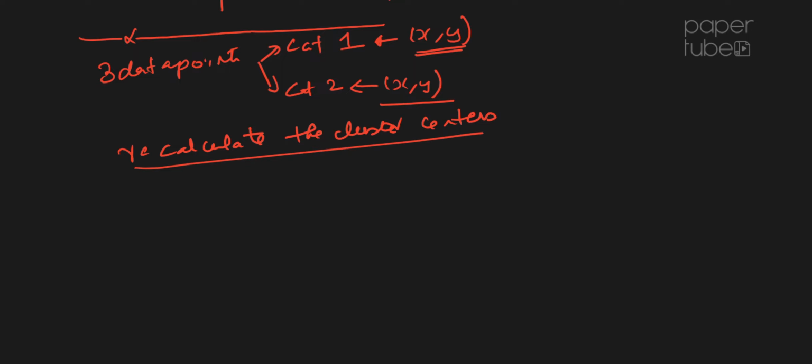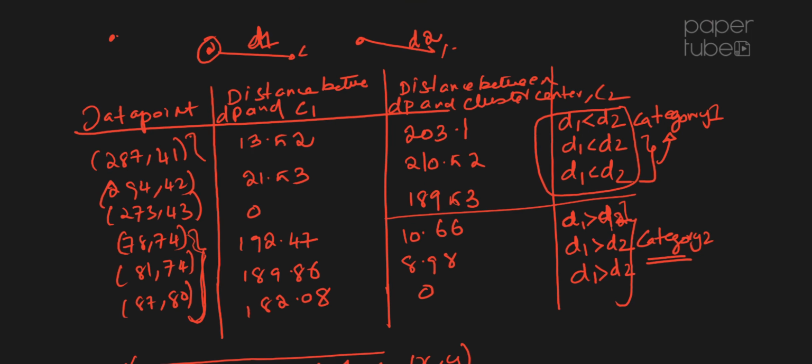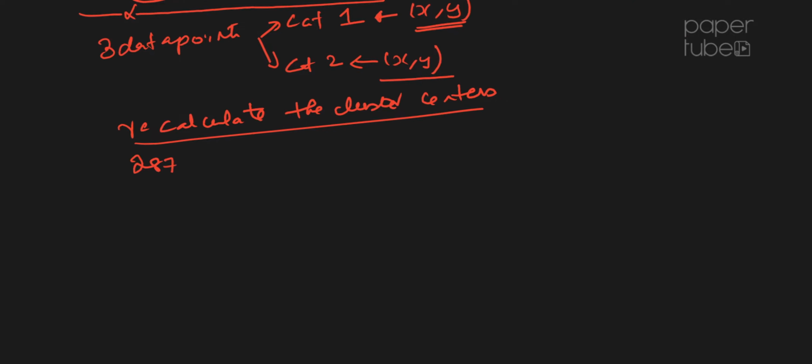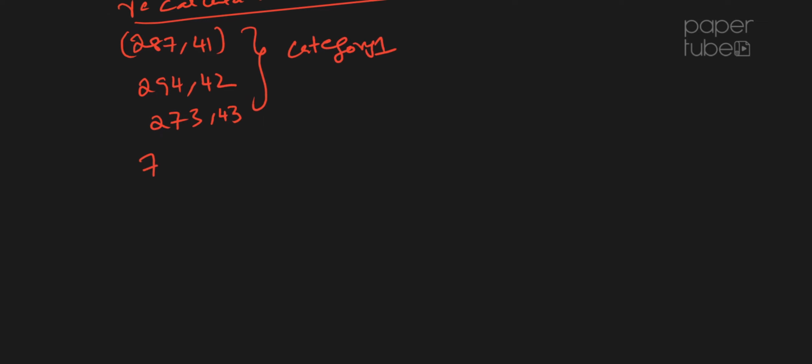So we assigned the first 3 data points. These 3 data points, just follow the pen, belong to category 1, and the remaining data points belong to category 2. So we have 287, 41, 294, 42, 273, 43. They all belong to category 1. And then we have 78, 74, 81, 74, 87, 80. They all belong to category 2.